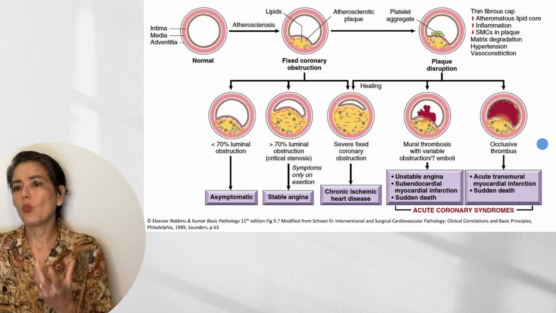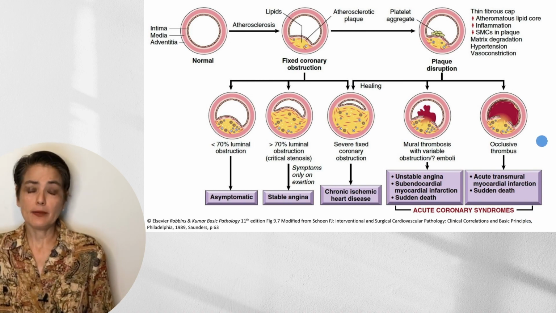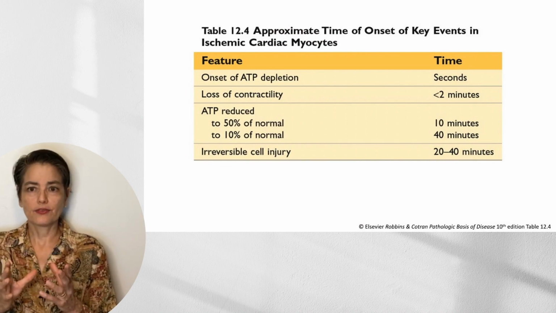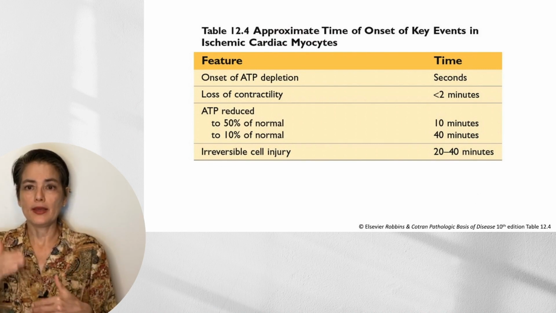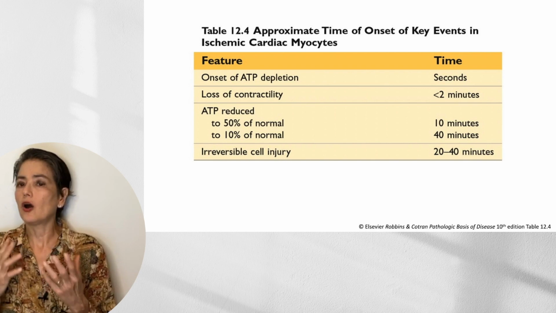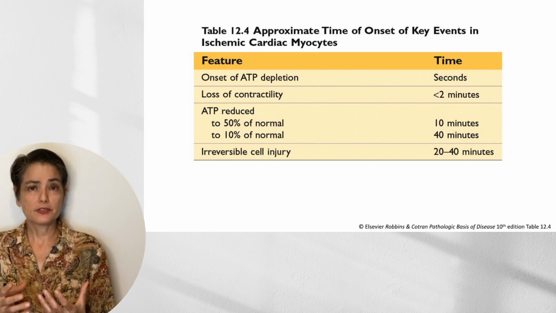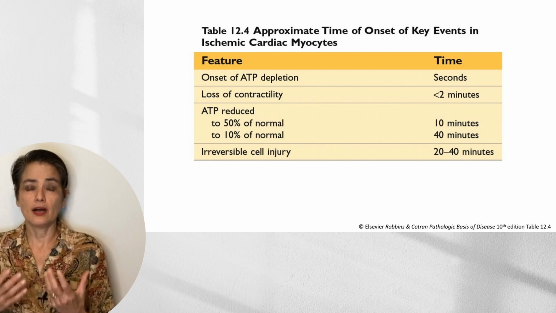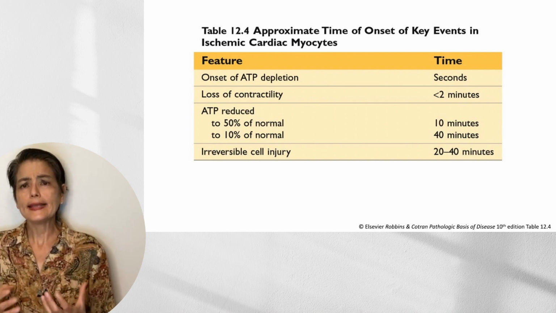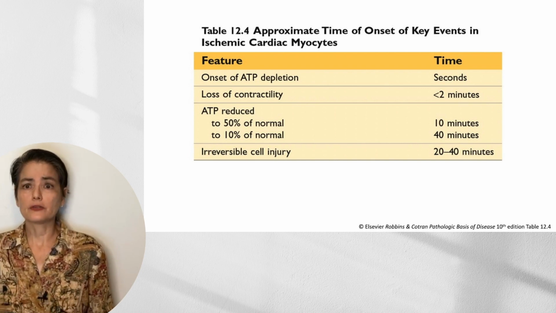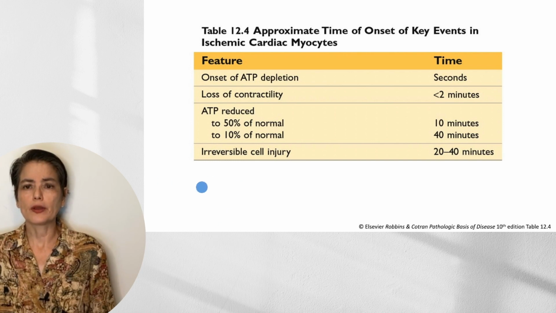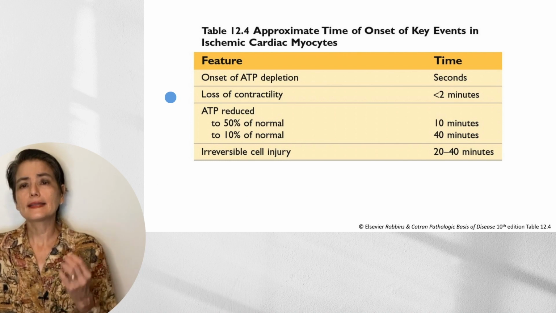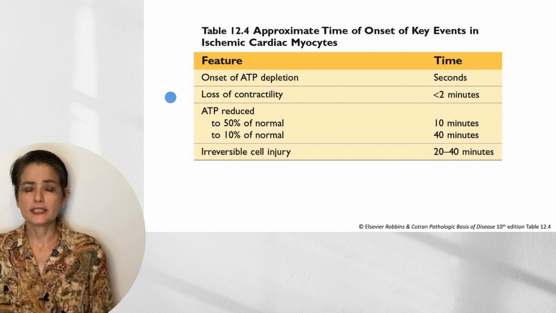So what happens once we occlude this vessel? What's happening to our downstream cardiac myocytes? Within seconds, they've run out of some of their ATP. The ATP levels begin to decrease almost immediately. This is because the cardiac myocytes depend on oxygen to generate this ATP. And even though the cells are still viable, they don't die until about 20 to 40 minutes, they're going to become dysfunctional with this ischemia, and in less than 2 minutes, they'll have lost contractility.